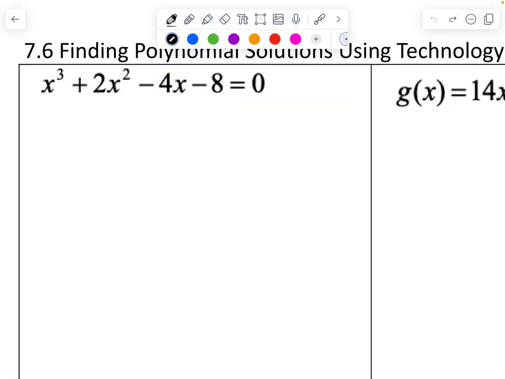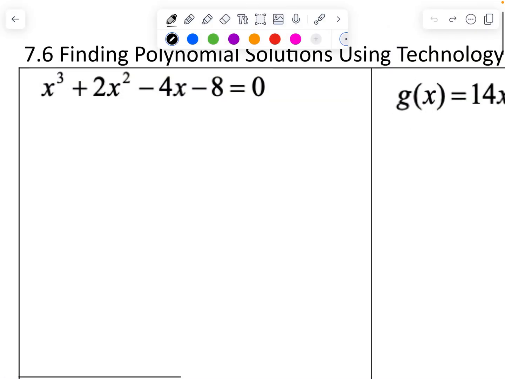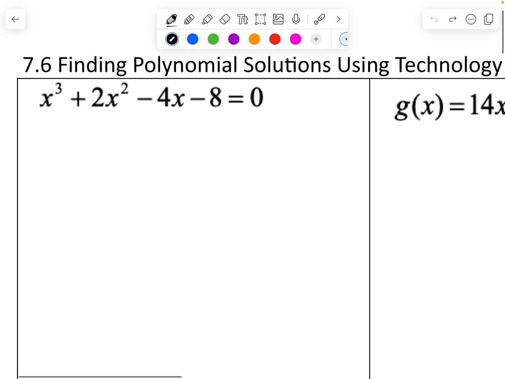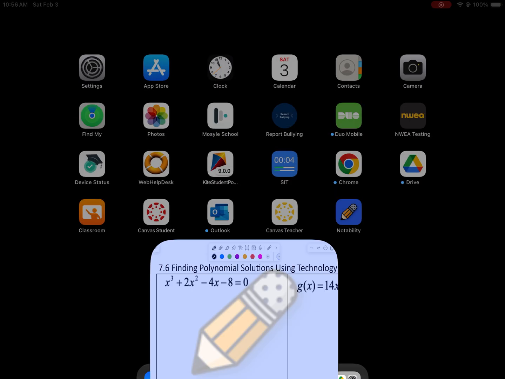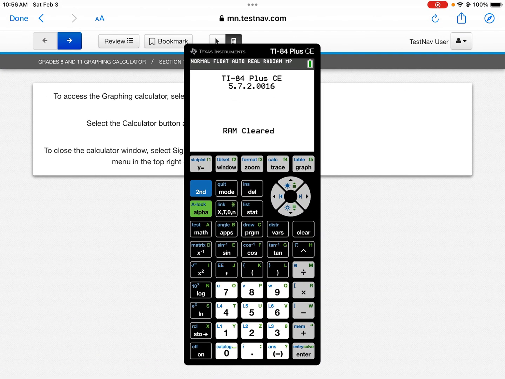Okay, friends, we are going to find polynomial solutions today, but using technology, with the help of our graphing calculator. So we're going to grab our graphing calculator and put this polynomial in the y equals function. We're going to go to y equals and type in x to the power of 3.